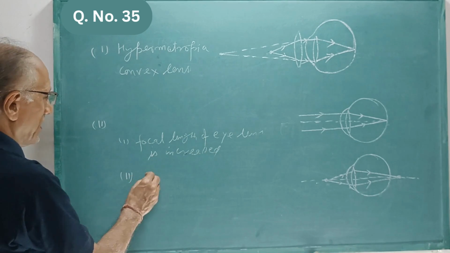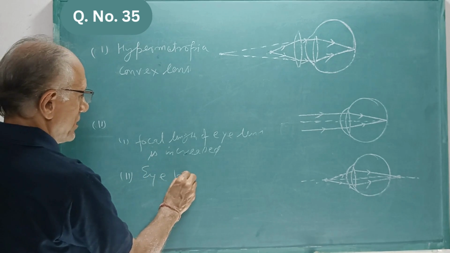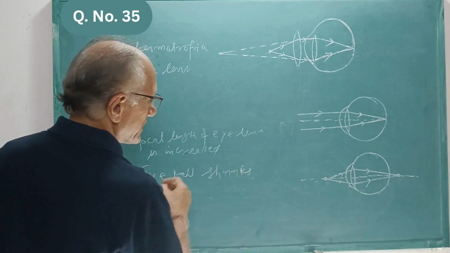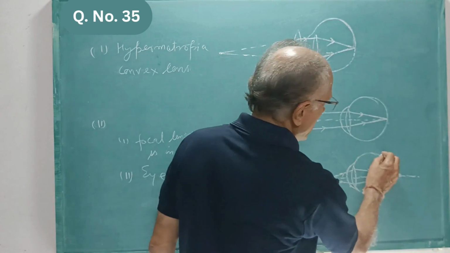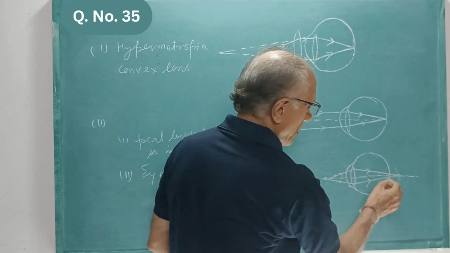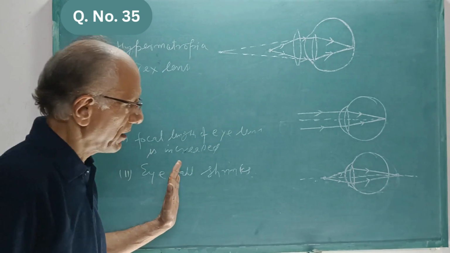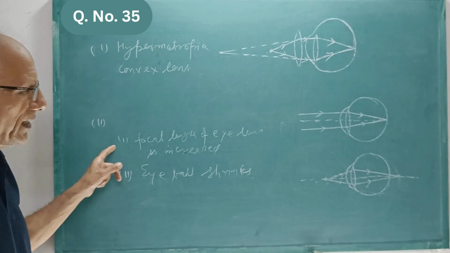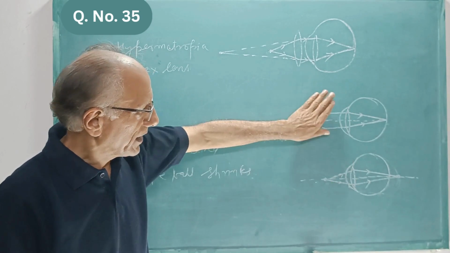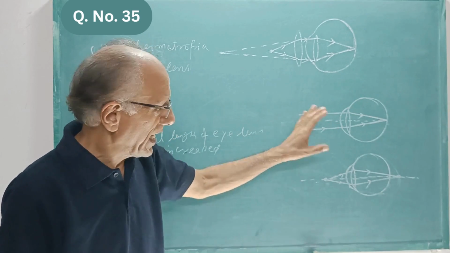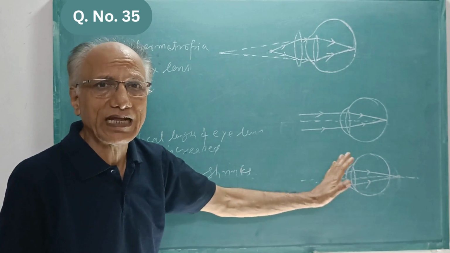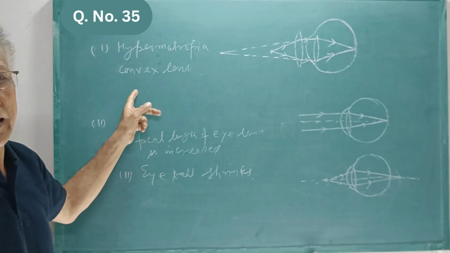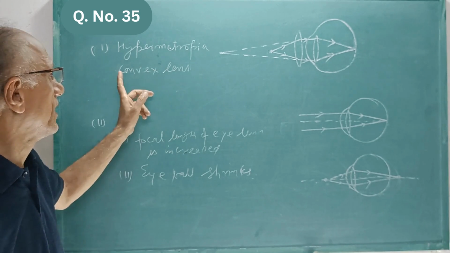or the second, the eyeball shrinks. Eyeball shrinks. That means if the eyeball were here the image would be formed, but it shrank, so the image is not formed at the retina. So the two regions are there and the diagram will be shown like that. Here the person is able to see the distant objects and is not able to see the nearby objects. So this kind of defect is known as hypermetropia, and this is being corrected by a convex lens.